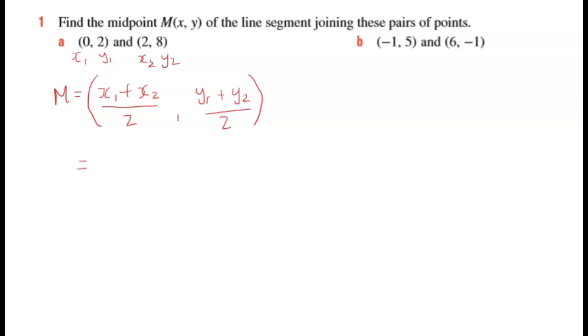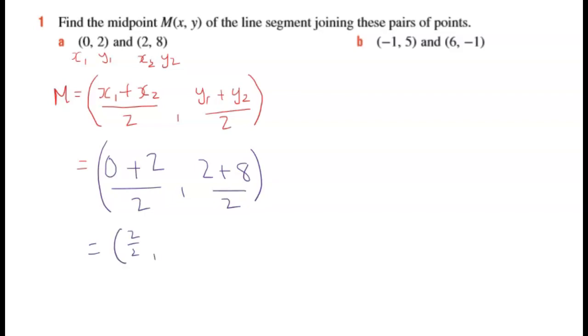Okay, so now we're just substituting in. So x1 is 0, x2 is 2, then we divide that by 2. And remember they're coordinates, so we do have to put them in brackets. And then y1 is 2, and y2 is 8. And then we just simplify that. So we've got 2 on 2 and 10 on 2. So 2 on 2 is 1, 10 on 2 is 5. And when you think about it, looking back at our points, what number is halfway between 0 and 2? It's 1. And what number is halfway between 2 and 8? It's 5. So basically that's all we're doing.